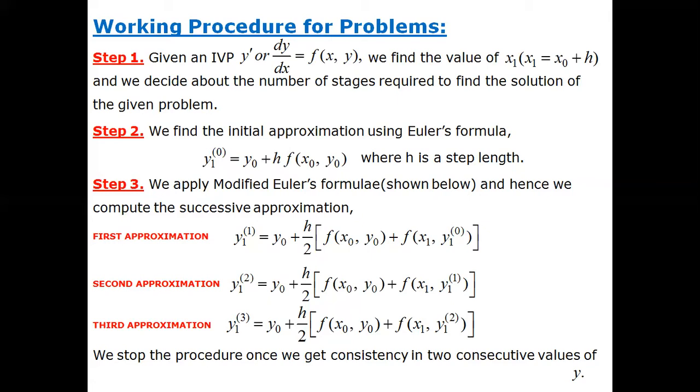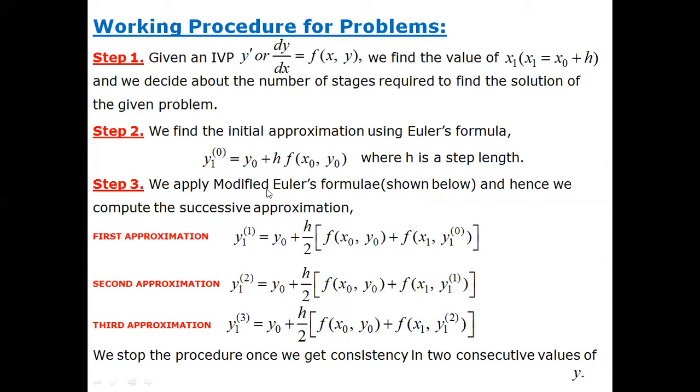So after deciding about the stages, we can go to step 2. Step 2 says find the initial approximation using Euler's formula. y1 power 0 equals y naught plus h into f of x naught comma y naught, where h is the step length. So using this formula, we find the initial approximation. The 0 indicates initial approximation.